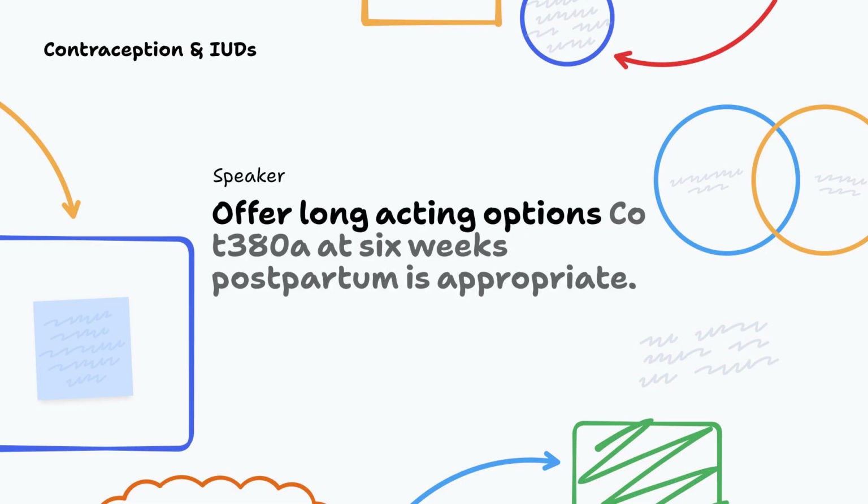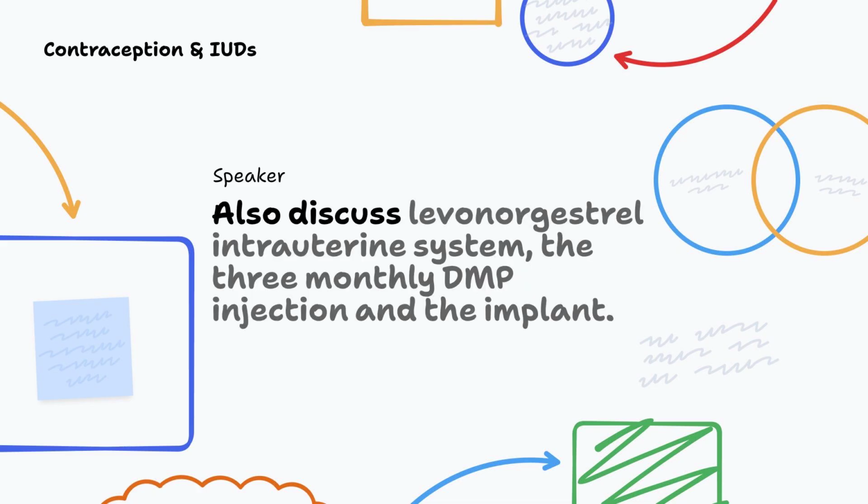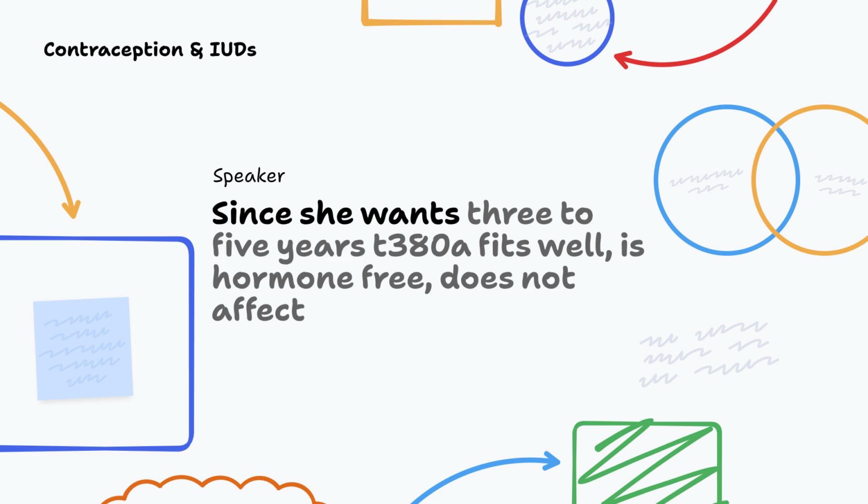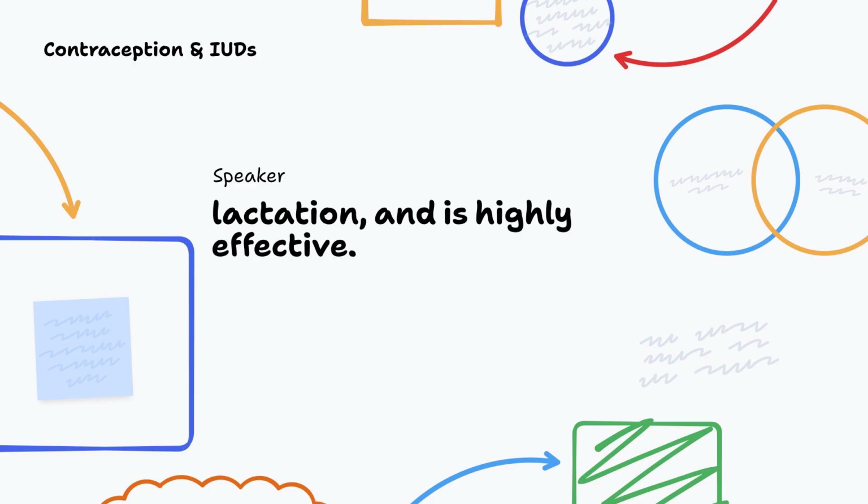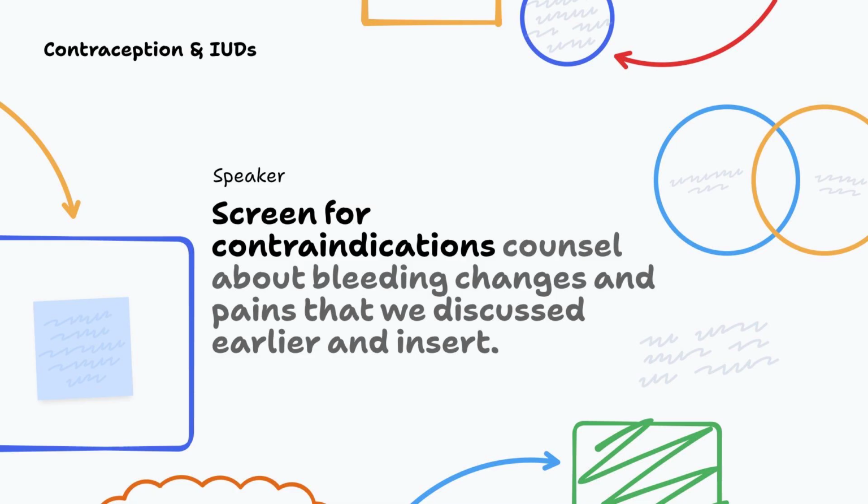Offer long-acting options. COT380A at 6 weeks postpartum is appropriate. Also discuss levonorgestrel intrauterine system, the 3-monthly DMPA injection, and the implant. Since she wants 3 to 5 years, COT380A fits well, is hormone-free, does not affect lactation, and is highly effective. Screen for contraindications, counsel about bleeding changes and PAINS that we discussed earlier, and insert.